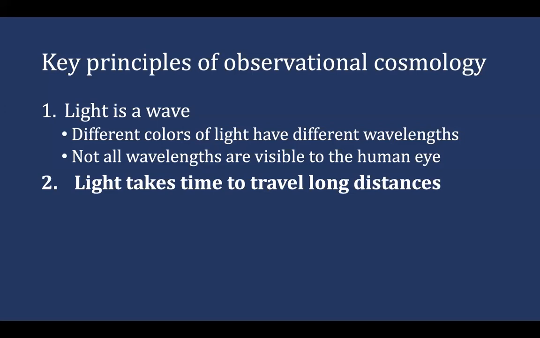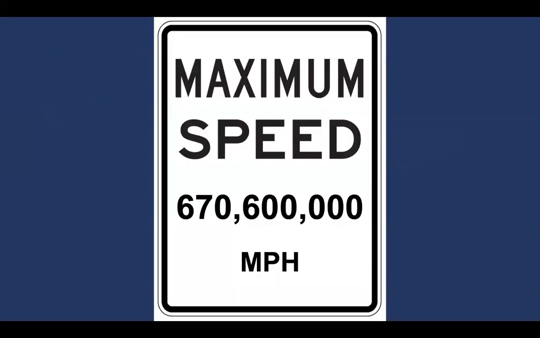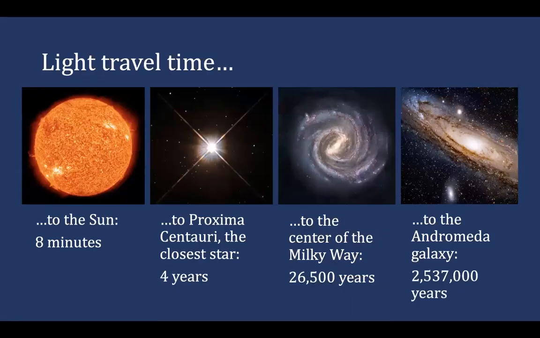The second key principle of observational cosmology is that light takes time to travel long distances. Light has a finite speed that is shown here in miles per hour. You can see that it is very, very fast. But nonetheless, things are very spread out in the universe. Even with light moving so fast, it can take quite a while for this light to go from place to place. For example, it takes light from the sun 8 minutes to reach us.